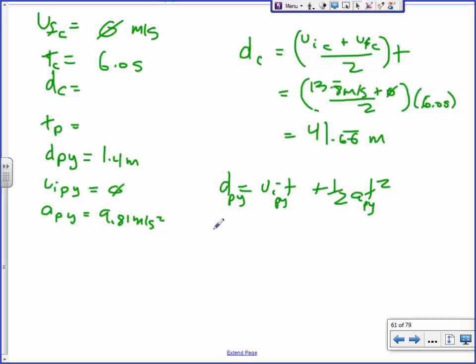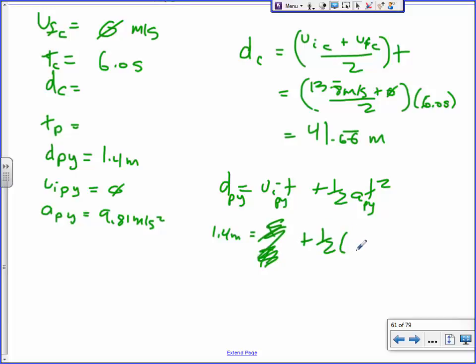Here we go. 1.4 meters. That's how far in the Y direction the phone has to fall. But we're dropping it. So in the Y direction, unless I threw the phone down, or even if I threw it up in the air, right? If I just drop it, it has no initial velocity. So really, this whole thing right here is kind of useless. I don't even need that section there.